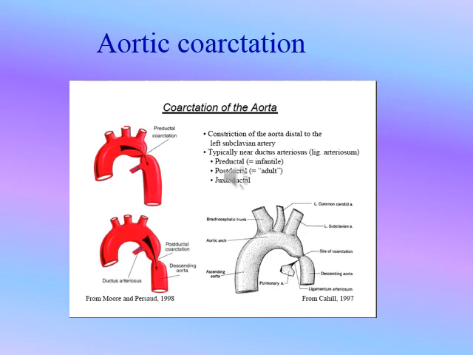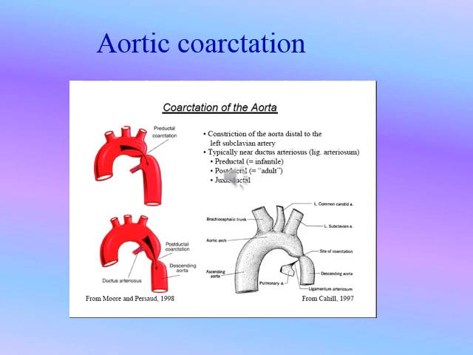There are variants: a pre-ductal variant, just before the ductus, a post-ductal variant, just beyond the ductus arteriosus, and another variant which is just at the site of the ductus arteriosus. This is important in the cath lab during dilatation of these vessels or these areas of coarctation, but otherwise it is just for your own knowledge.